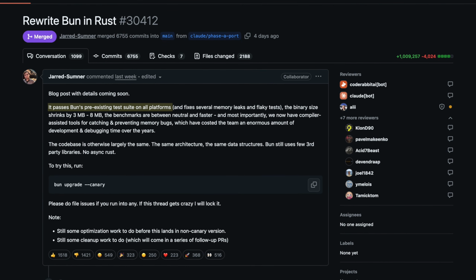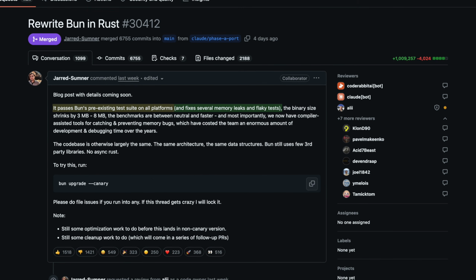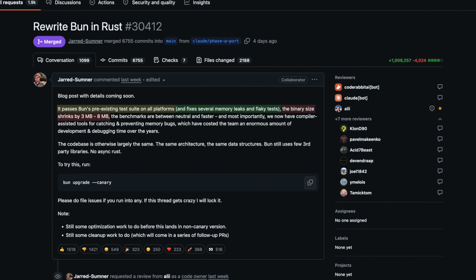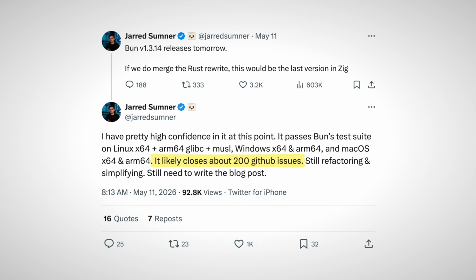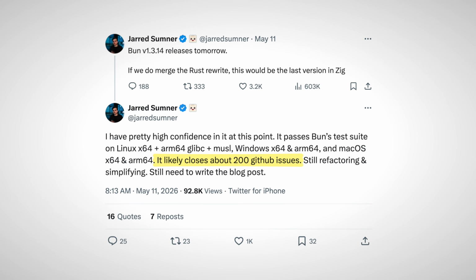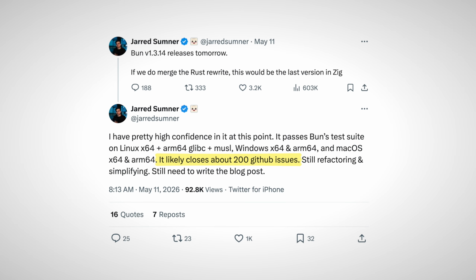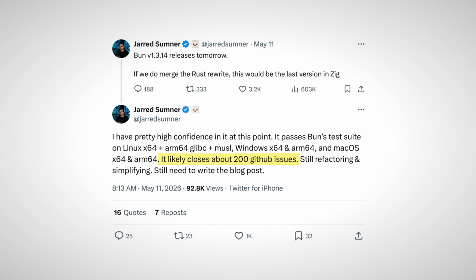Now, why? What did Bun get out of this is the real question. Is it a good marketing ploy for their parent company, Anthropic? If it all works out well, then heck yeah, it is. I'm not going to pretend that it isn't one of the potential reasons why they did this. But there's more than that, and I discussed it throughout this video. It passes the test suite on all platforms, fixes several memory leaks and flaky tests, binary size shrinks 3 to 8 megs, which we discussed, benchmarks neutral to faster, which I discussed, and likely closes about 200 GitHub issues, presumably because the bug class those issues belong to just can't exist in Rust.